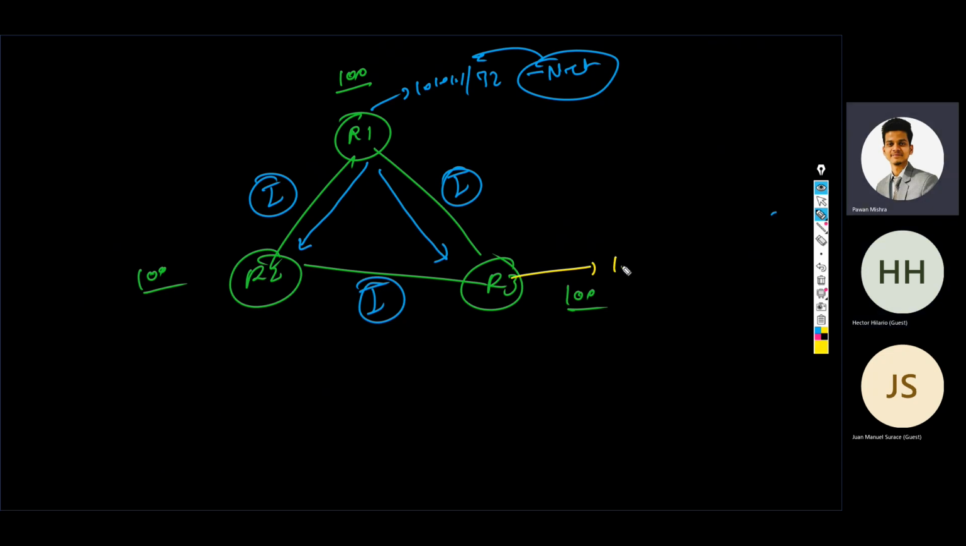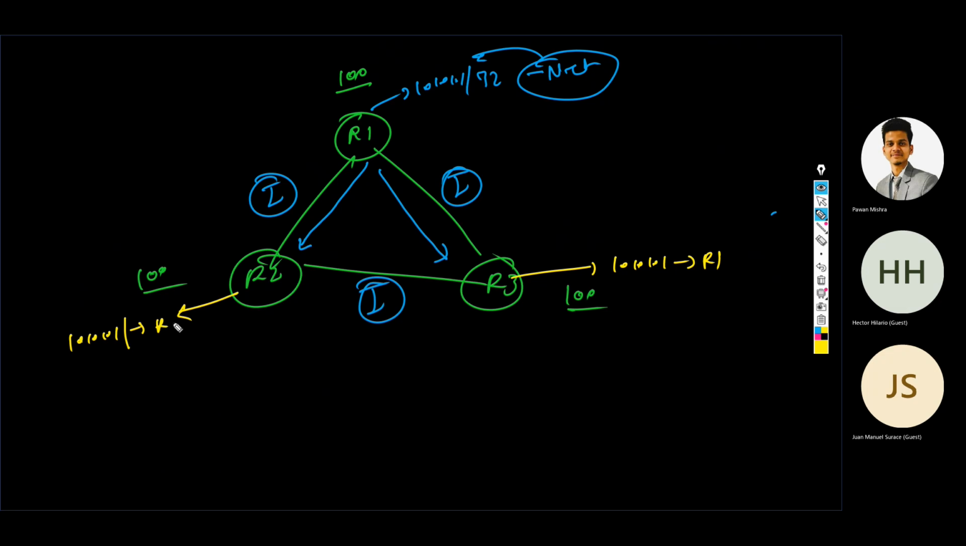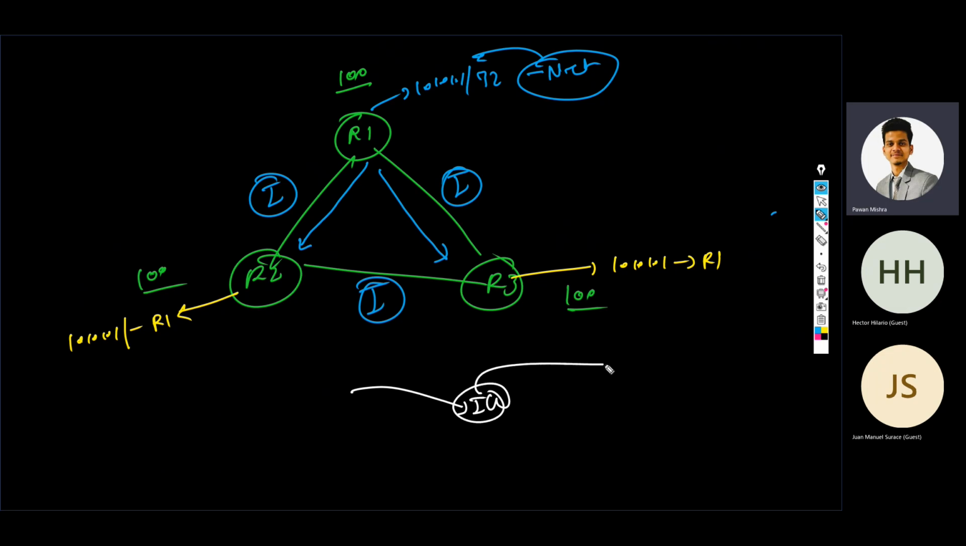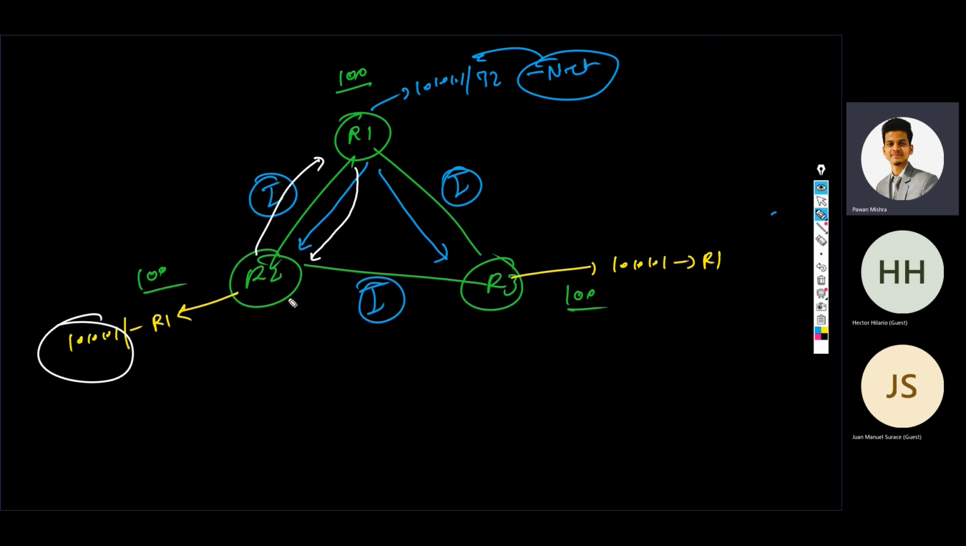Now R3 will receive the 1.1.1.1 route from R1, and R2 is also receiving the 1.1.1.1 route from R1. Perfect. The IBGP loop prevention mechanism says that when I receive a route from my IBGP neighbor, I'm not able to share the same route to my next IBGP neighbor. So once R2 receives the 1.1.1.1 route from its IBGP neighbor R1, R2 is not able to share the same route to R3, right?